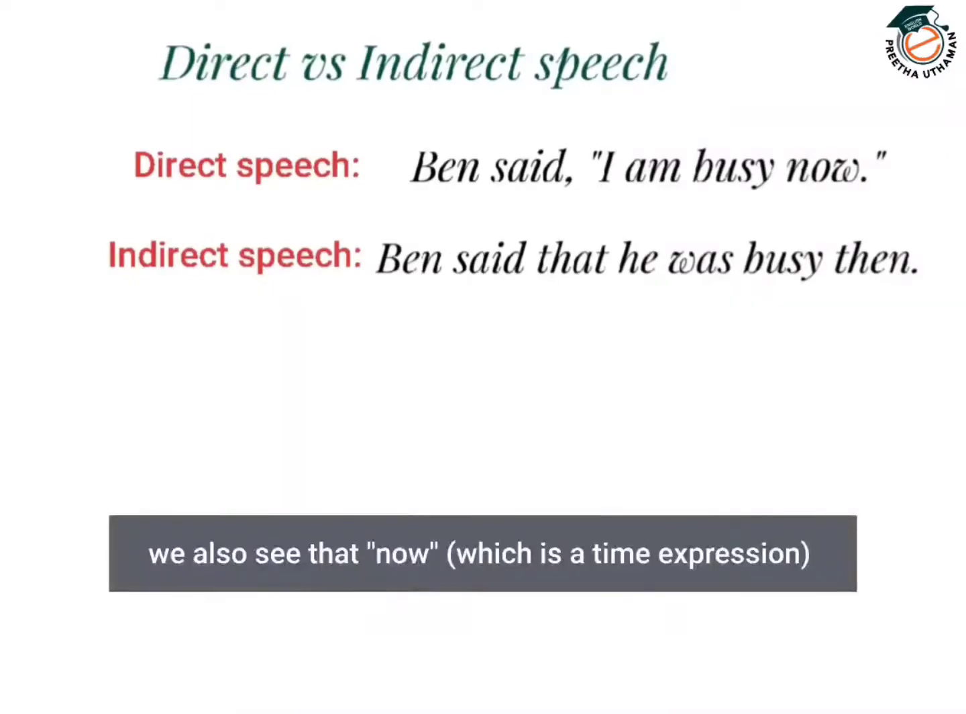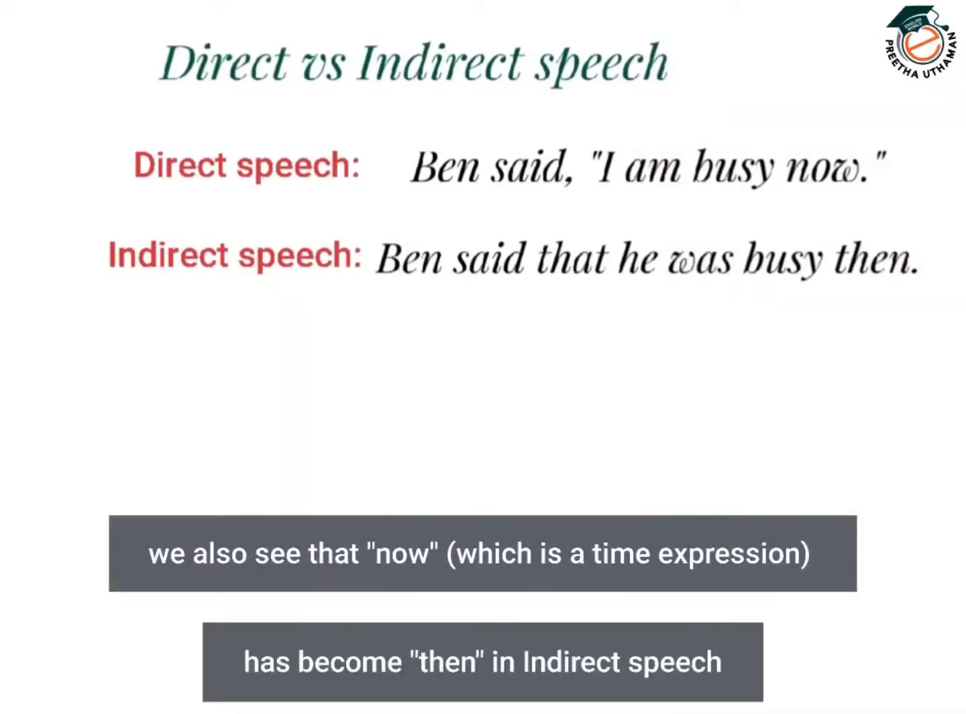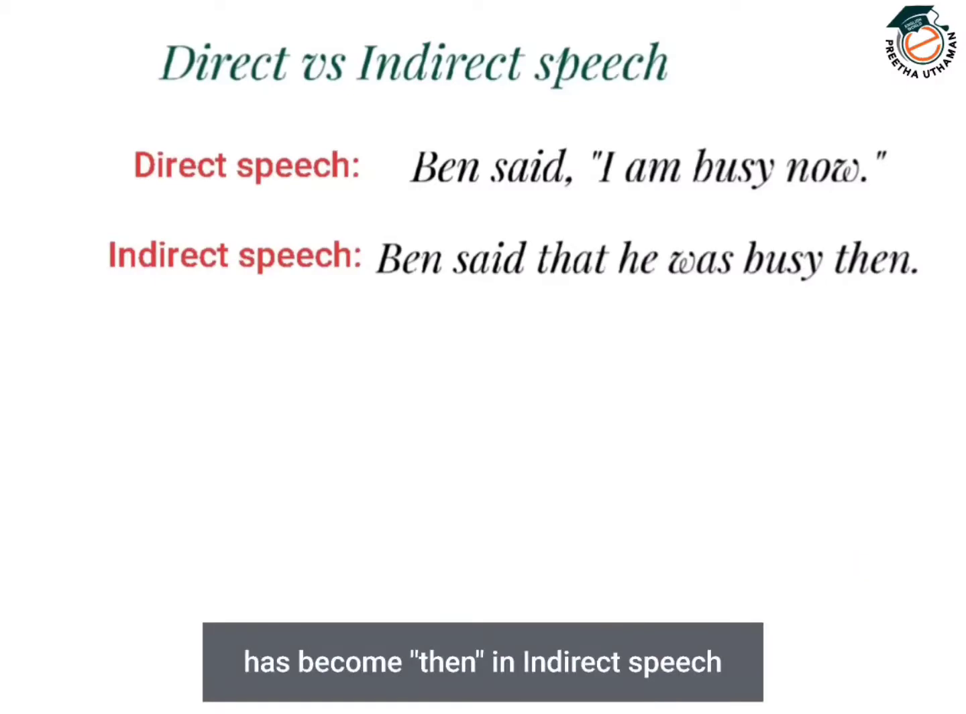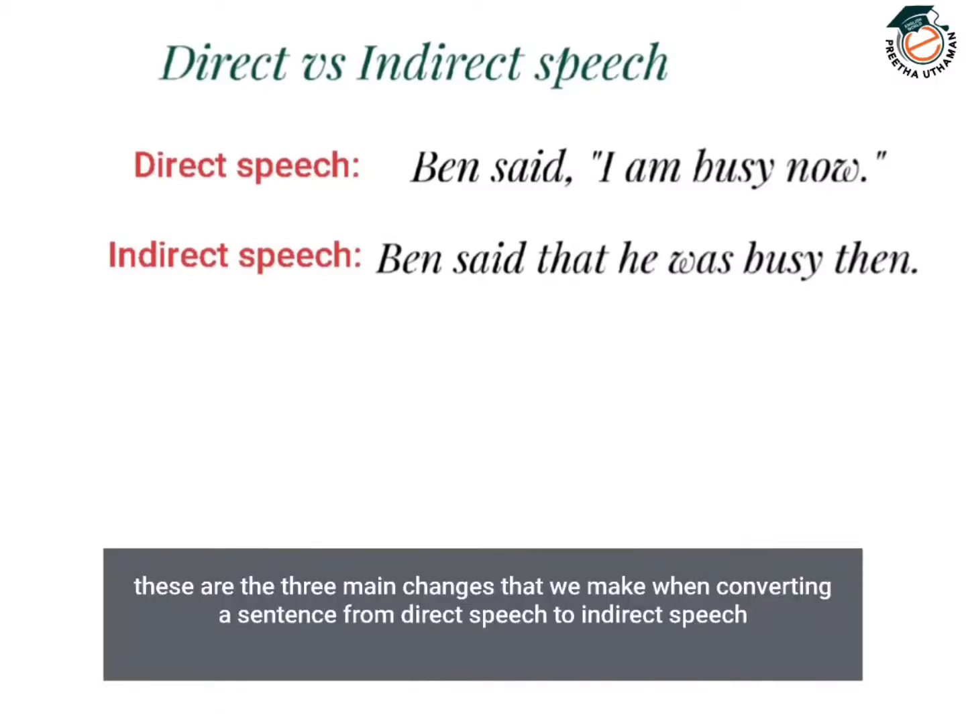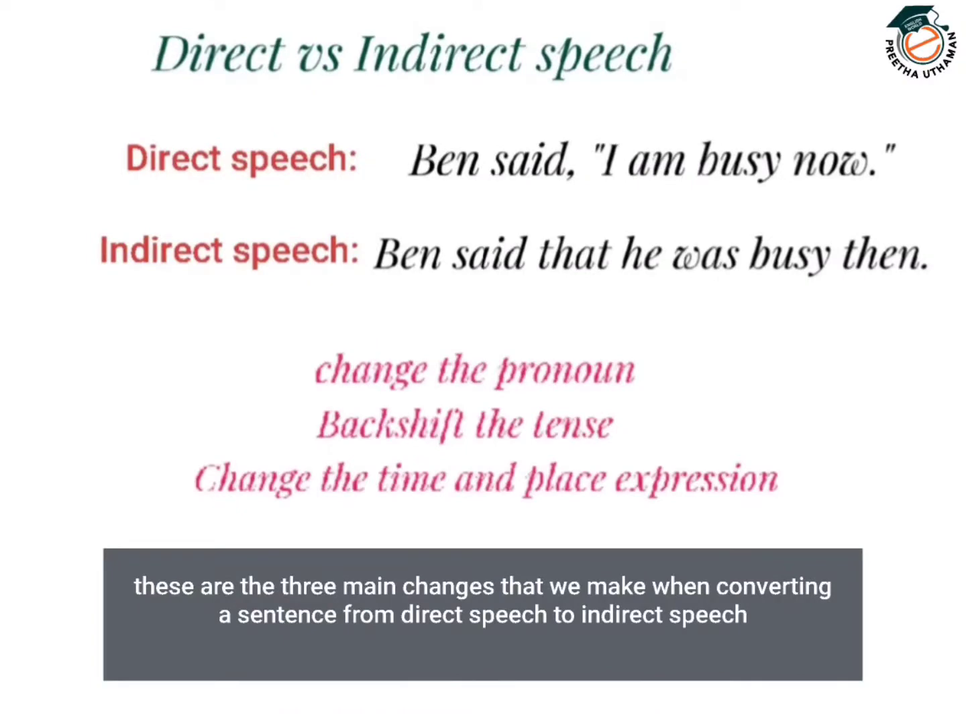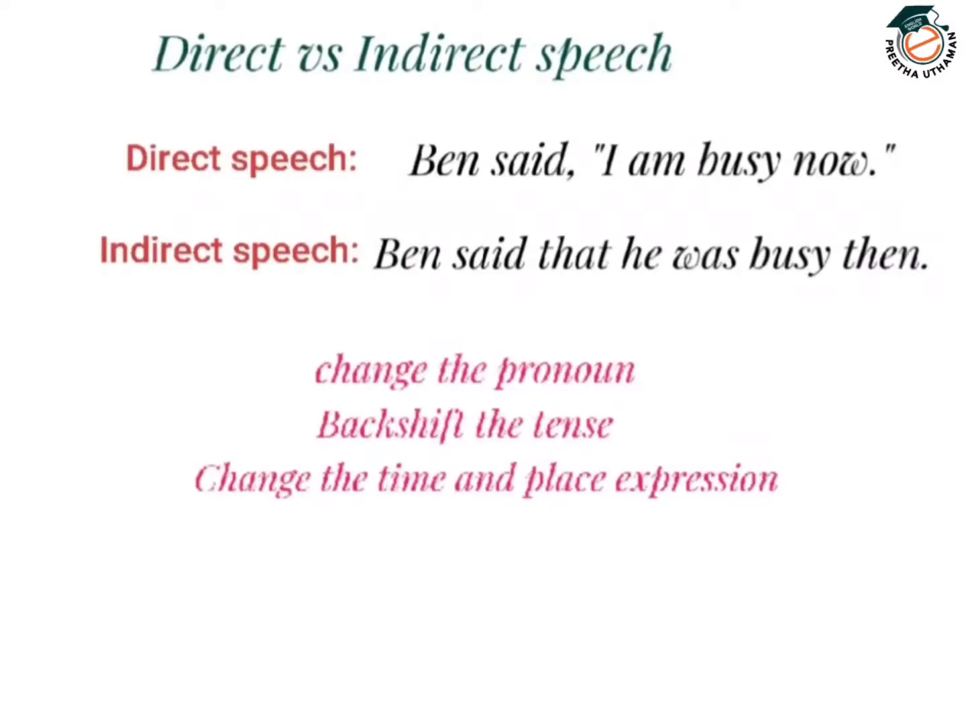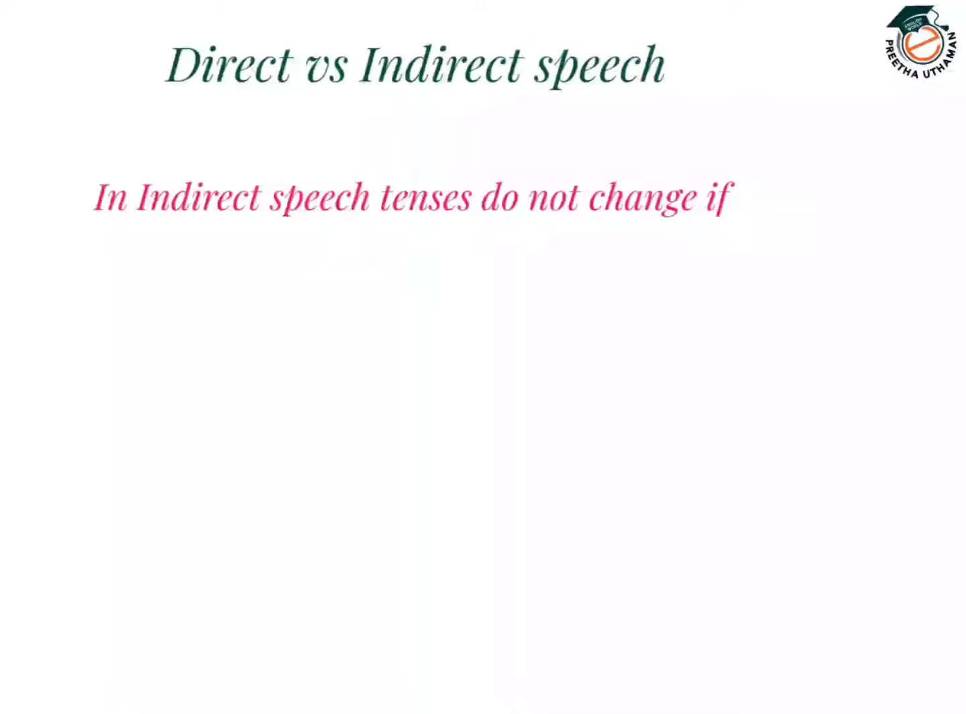We also see that now, which is a time expression, has become then in indirect speech. This is the third step. These are the three main steps that we make when converting a sentence from direct speech to indirect speech. Change the pronoun, backshift the tense, and change the time and place expression.